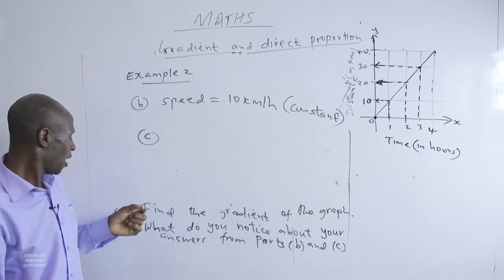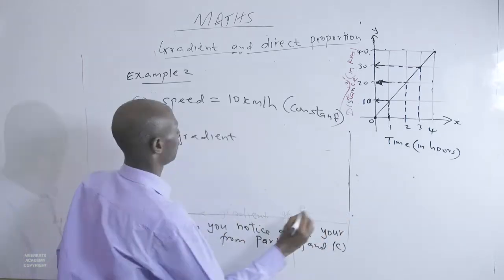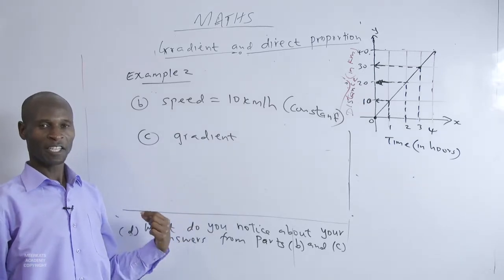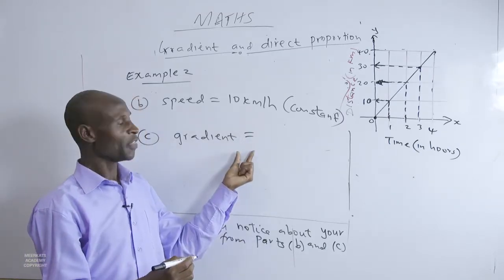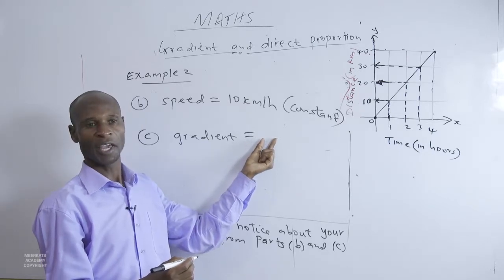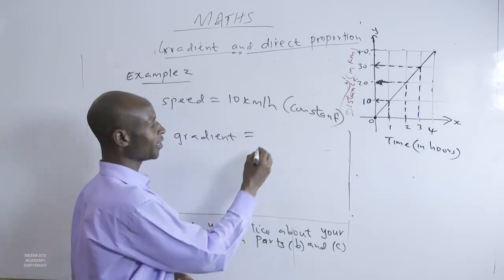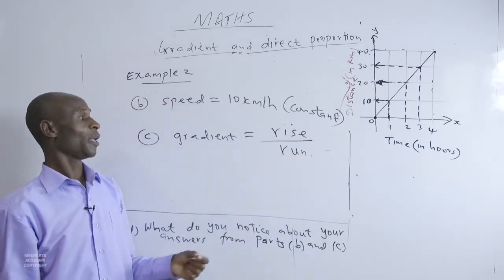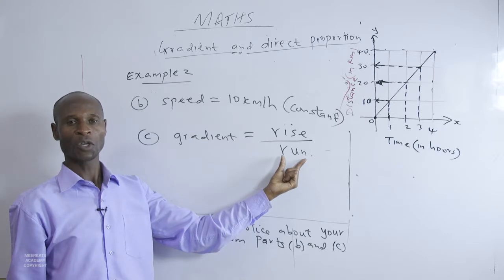Let us now look at part C. Find the gradient of the graph. How do we get gradient? As we mentioned earlier in our previous lesson, to get the gradient of a straight line, we take the change in y divided by the corresponding change in x coordinates. In our case here, we used the term rise over run. Rise here means the vertical change, and the run is the horizontal change.